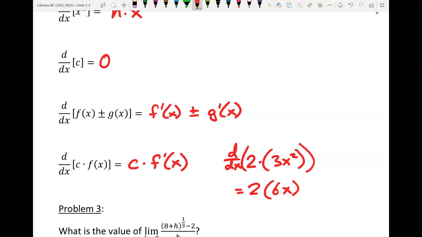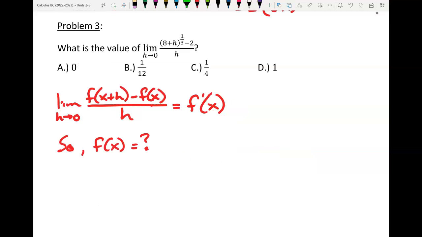Okay. Go ahead and look at problem number 3. Okay, do we need to discuss it? Yes. Okay. You see what I wrote up there? So that's our definition of a derivative, right? The limit as h goes to 0 of f of x plus h minus f of x over h is f prime of x. So then the question is, what is f of x? Any thoughts? Not 2.